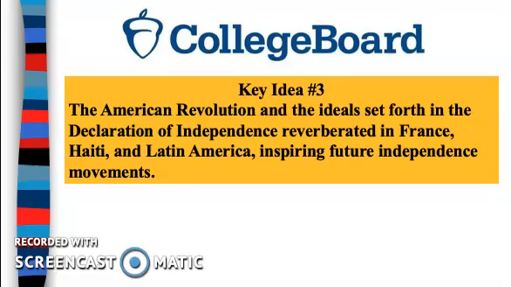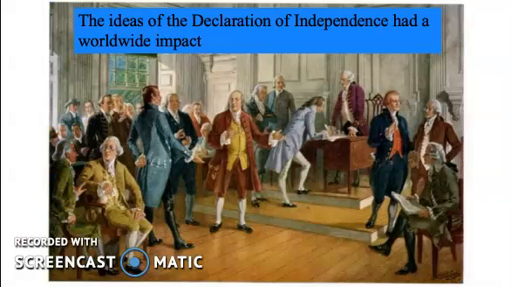A third major social impact of the American Revolution is a worldwide impact, and that leads us to key idea number 3. The American Revolution and the ideals set forth in the Declaration of Independence reverberated in France, Haiti, and Latin America, inspiring future independence movements. And this was something you guys covered in world history. So these ideals of the Declaration of Independence have these really worldwide impacts.